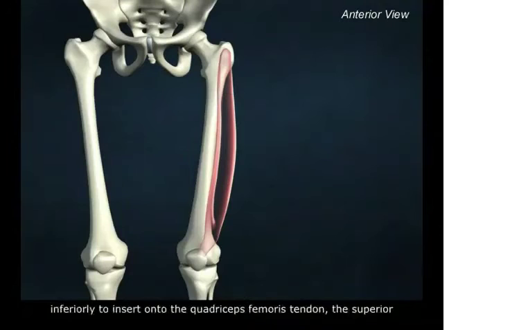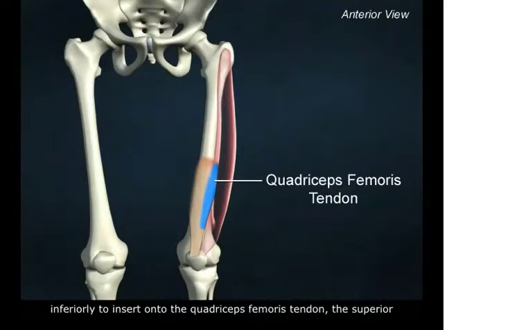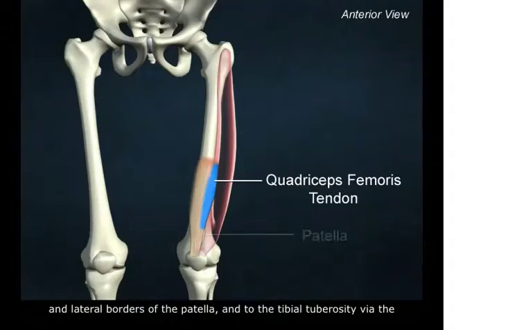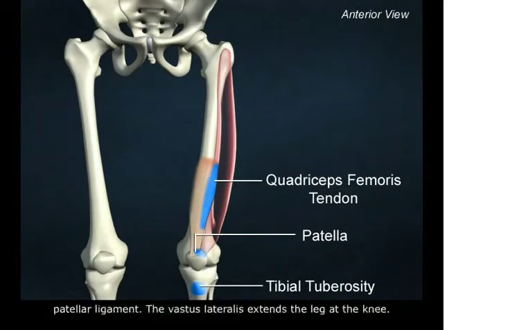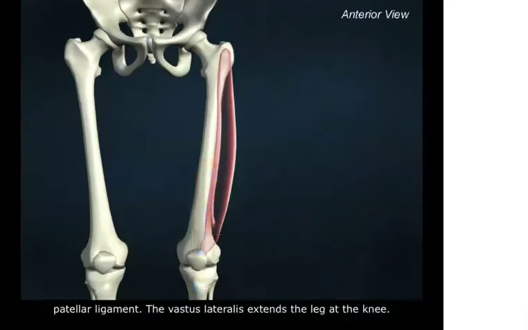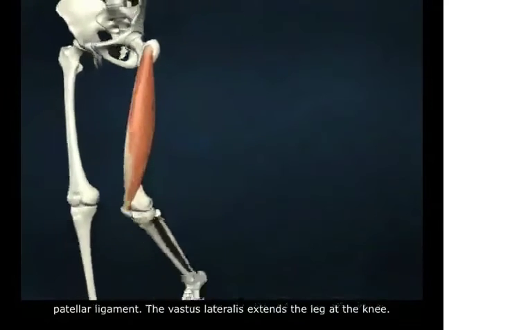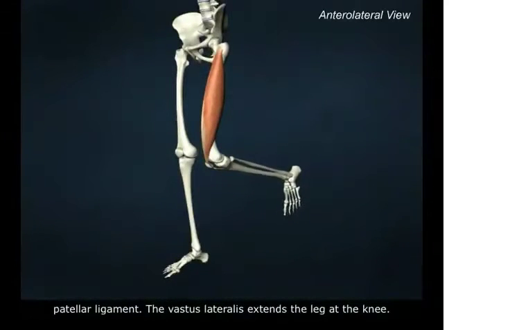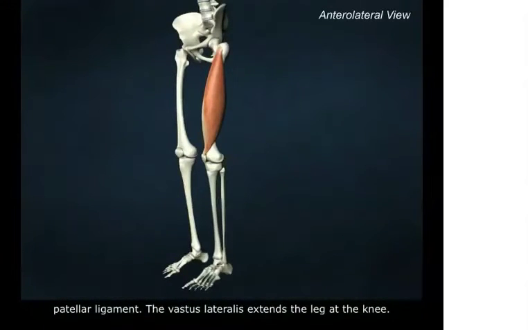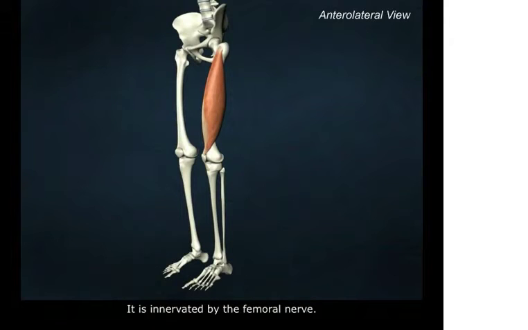The fibers run inferiorly to insert onto the quadriceps femoris tendon, the superior and lateral borders of the patella, and to the tibial tuberosity via the patellar ligament. The vastus lateralis extends the leg at the knee. It is innervated by the femoral nerve.